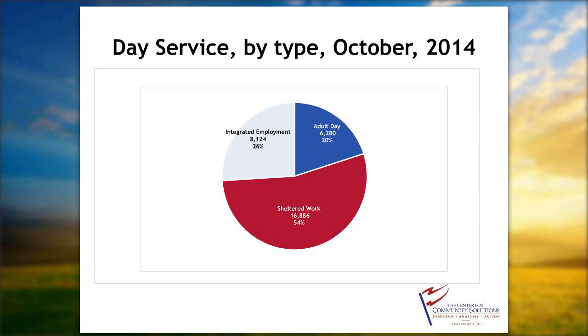Here's the breakdown of what day settings people are in, keeping in mind that individuals can receive more than one type of service. We still rely heavily on sheltered workshops in Ohio. Over half of all individuals accessing day services are in sheltered work. And the funding situation is even more skewed. Over 90% of the system's employment dollars are going towards sheltered work, at least in 2012.